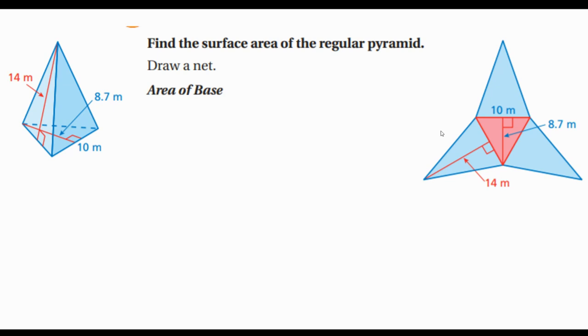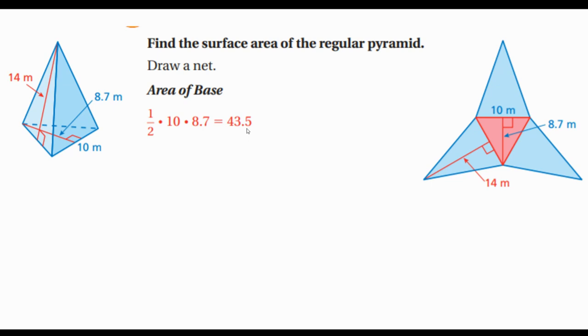So we'll start out finding the area of the base, so the red triangle. Again, we're finding the area of a triangle, so that's 1/2 times the base times the height. So that looks like 1/2 times 10, which was our base, times 8 7/10, which was our height. And when you multiply all three of those numbers together, you get 43 5/10.